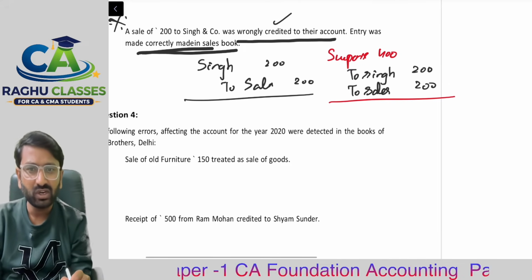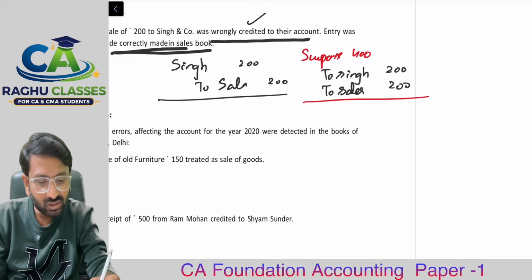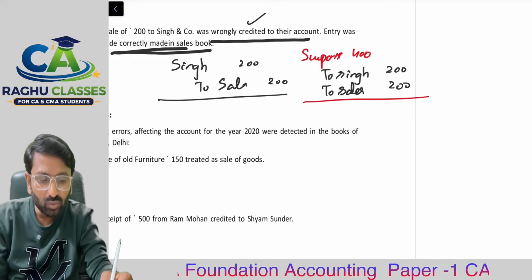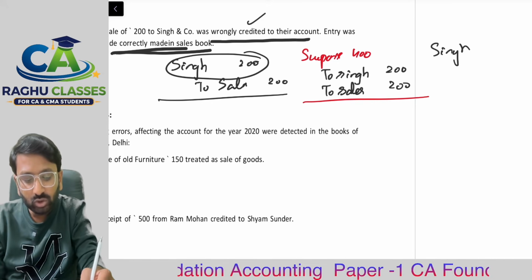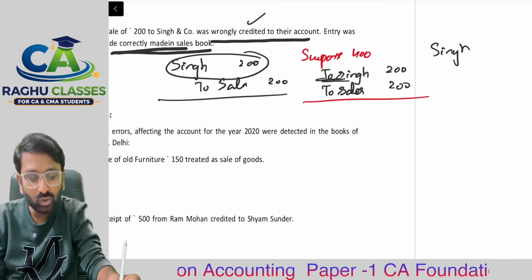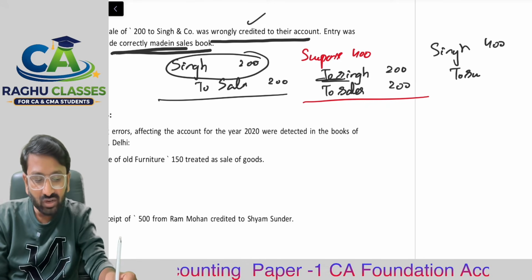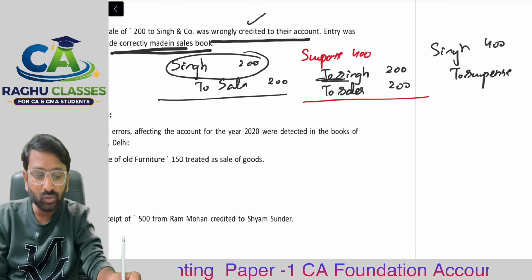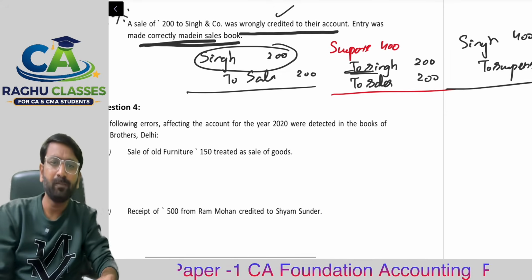This will be the wrong entry. Okay. Now the rectification will be: sales account, there is no problem at all. Singh account needs to be debited. 200 to be debited here, 200 to be cancelled. So can I say totally Singh will be debited with 400, and suspense account is not required anymore. So Singh account debit to suspense 400. Okay, this is how we do the rectification.